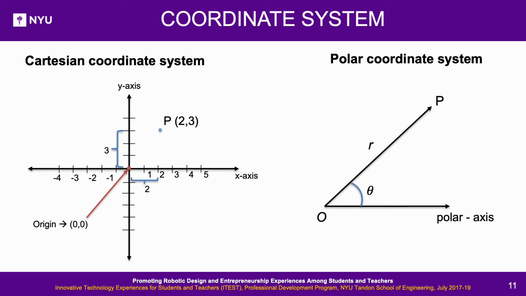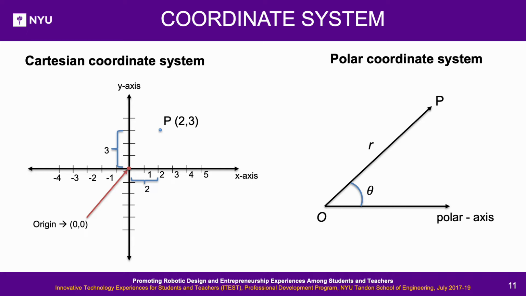A location in 2D space, a point, is specified using the linear distance of the location in the horizontal and vertical direction along these axes. For example, the location P in the figure has an x-coordinate of 2 units, that is, 2 units away from the origin in the x direction, and y-coordinate of 3 units, that is, 3 units away from the origin in the y direction, and therefore P is specified as 2, 3.